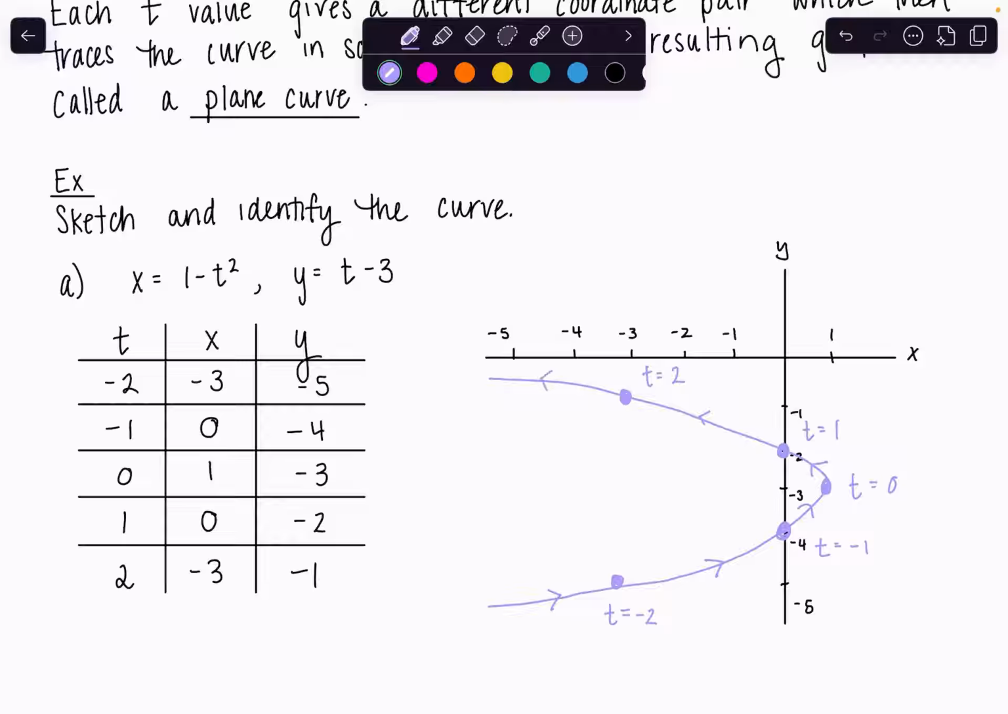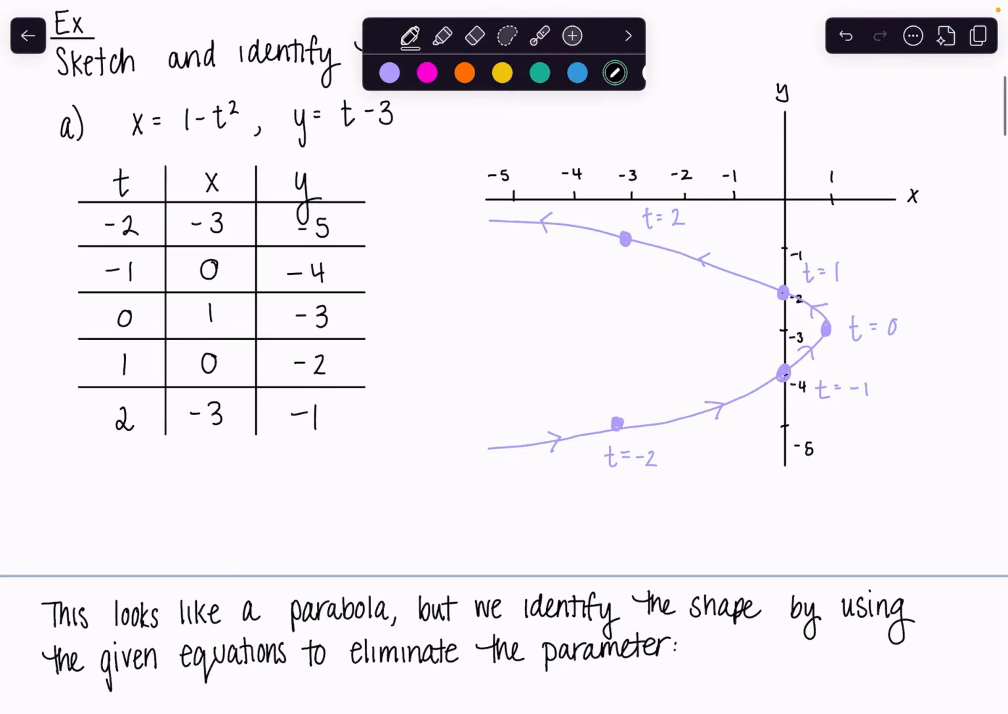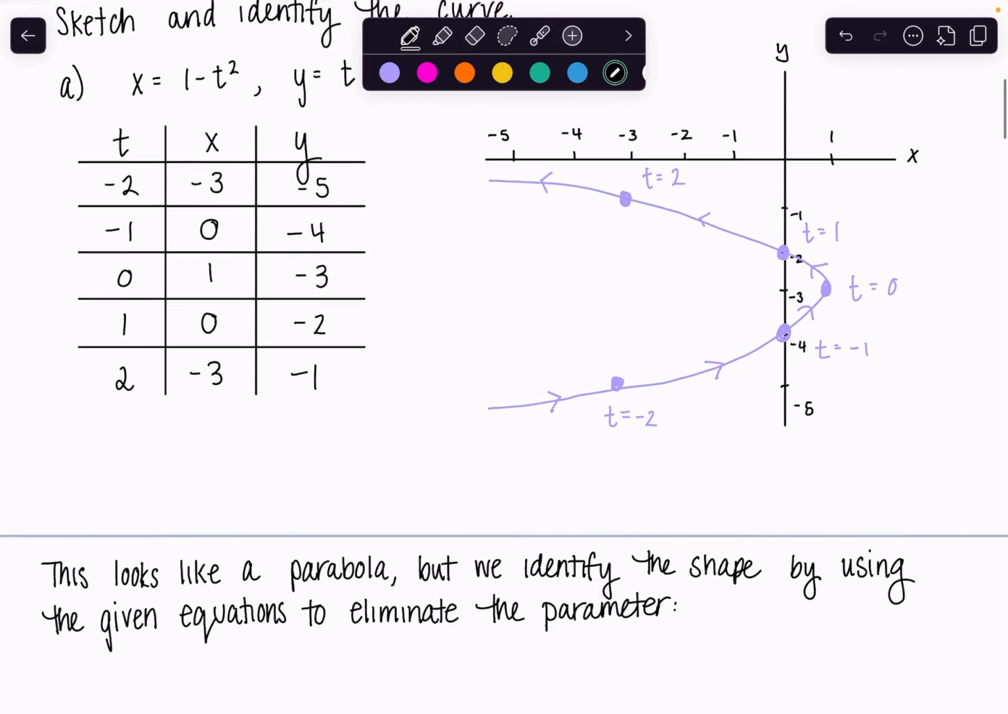Okay. So it kind of looks like a parabola. So I'm assuming my shape is going to be something involving an x squared or y squared. Since this is a sideways parabola, it's probably y squared. But what we're going to do is eliminate the parameter. So this means, again, I want to get rid of t, and figure out just an equation involving x and y.